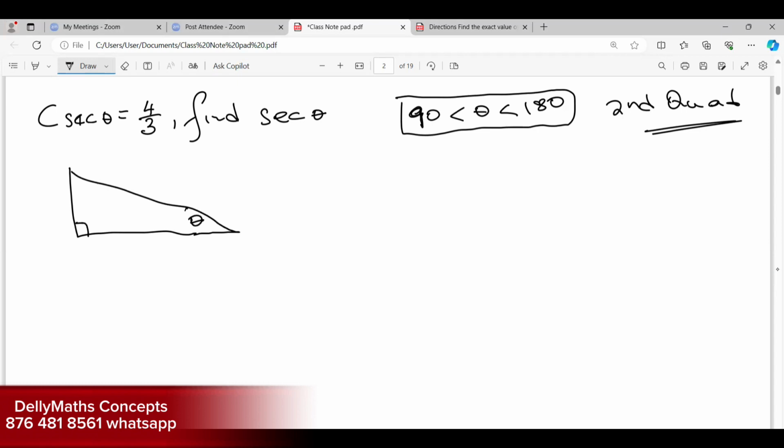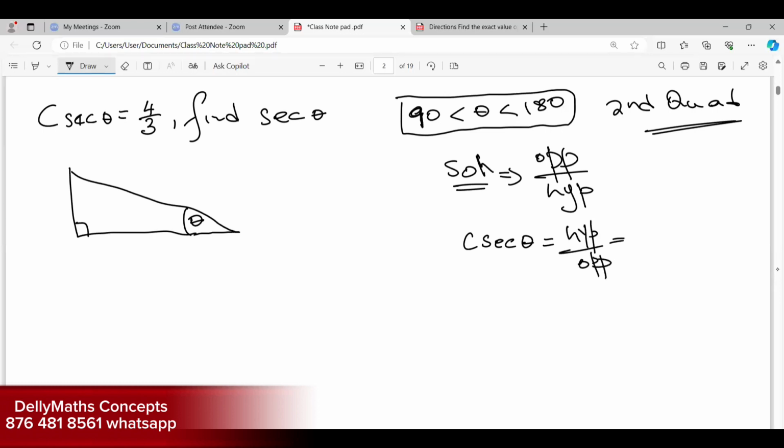So if this is my angle theta, remember cosecant is actually the inverse of sine. If we look back at SOH CAH TOA, SOH is for sine, which suggests that we're dealing with the opposite side over the hypotenuse. Now, the inverse of sine is cosecant, which means that cosecant of the angle is going to be the hypotenuse over the opposite side, which means that 4 over 3 is reflecting that. So the hypotenuse was 4, and the opposite side to that angle was 3.